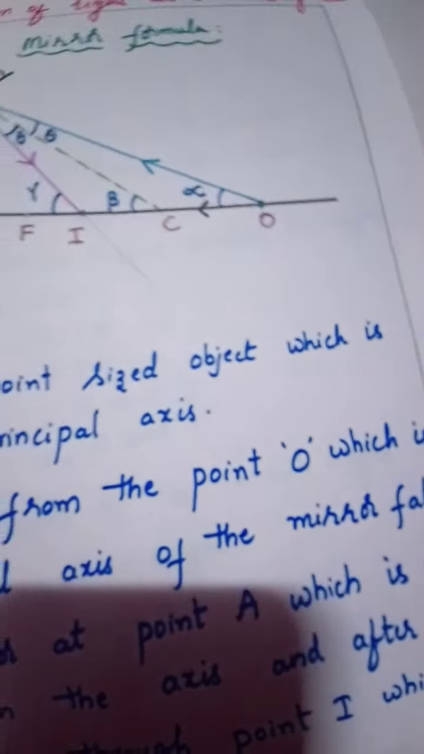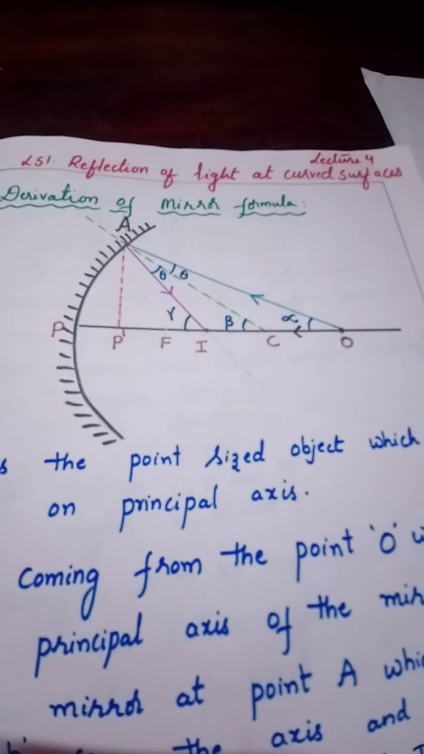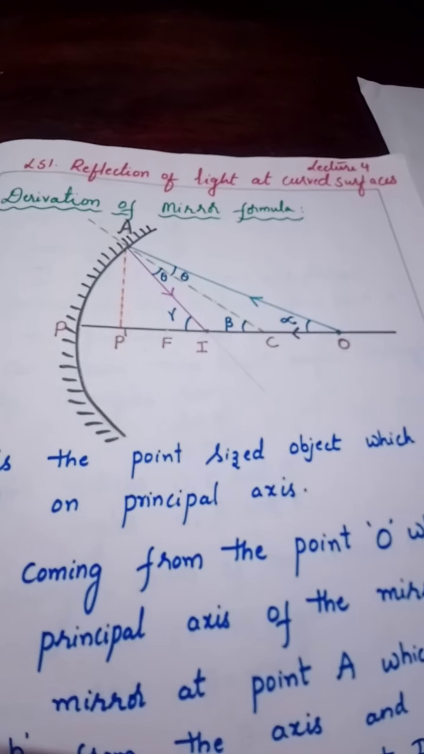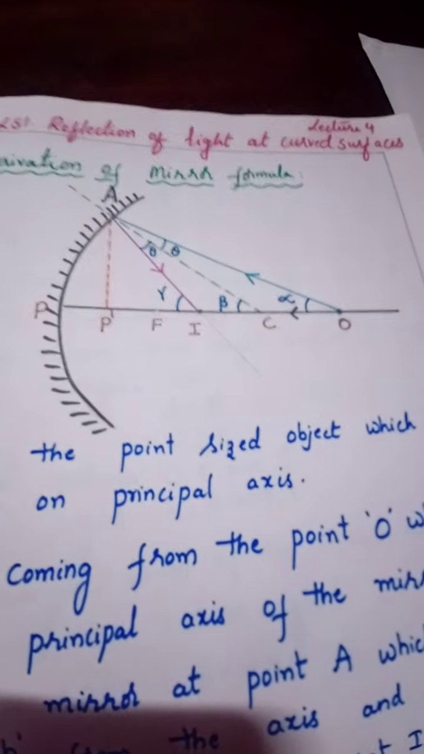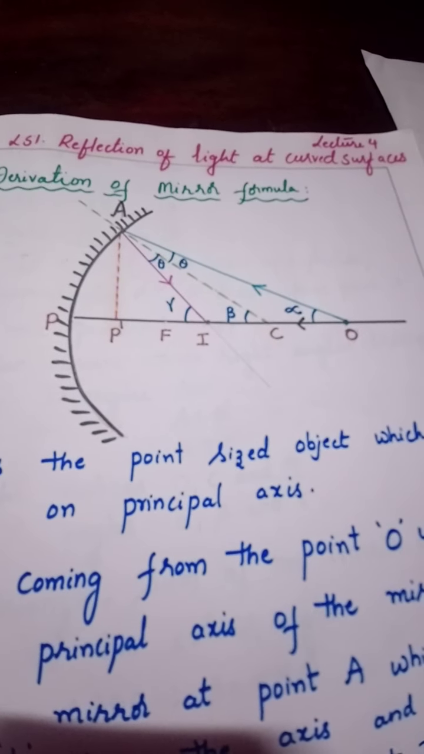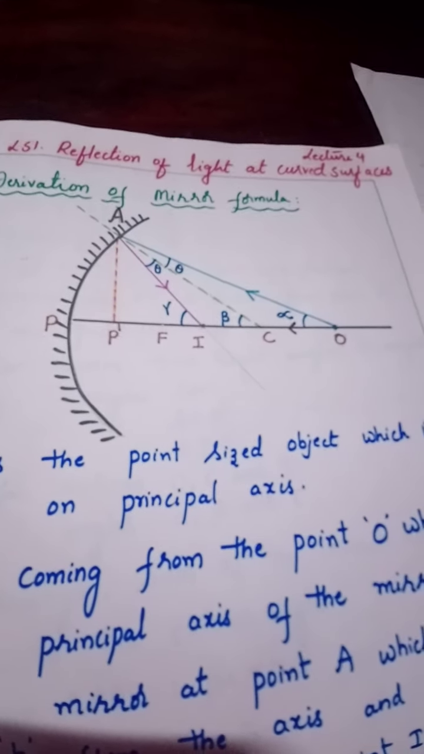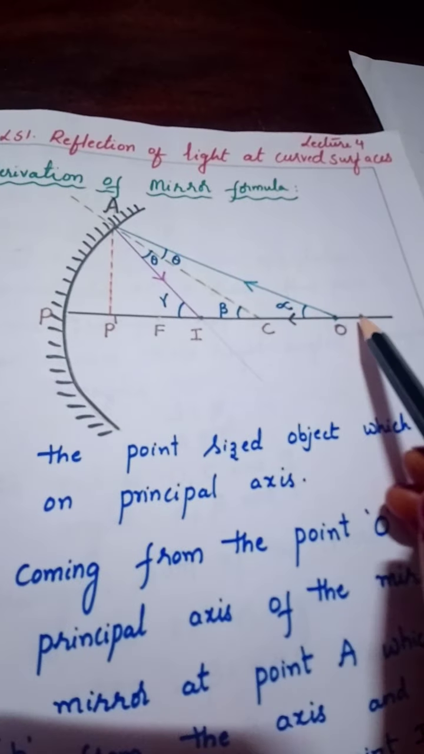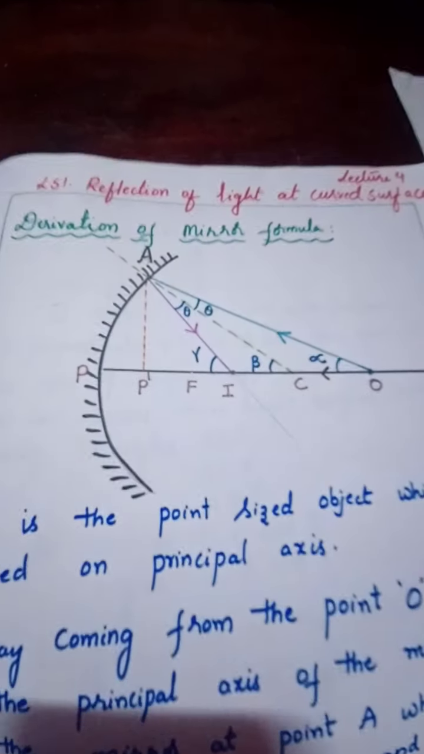Why do we have to consider two rays? Because a minimum of two incident rays is compulsory to get an image. If two incident rays are not there, we cannot get the intersection point of the reflected rays. We know that the point where the two reflected rays intersect, there we get the image. So one incident ray is taken here, and the other incident ray we are taking along the principal axis. Let's see where we get the image.